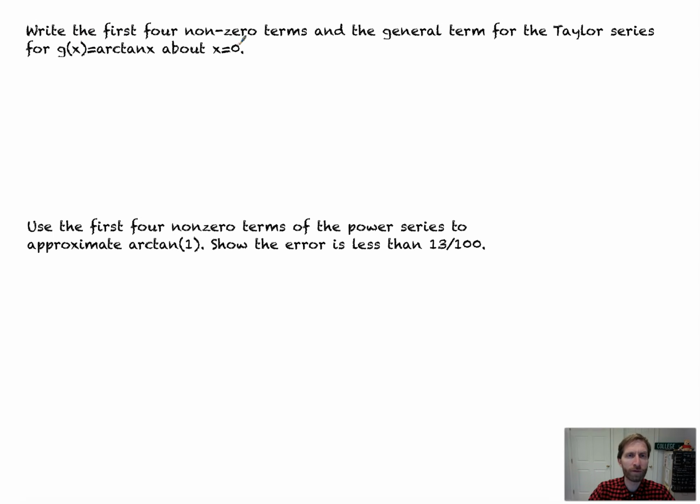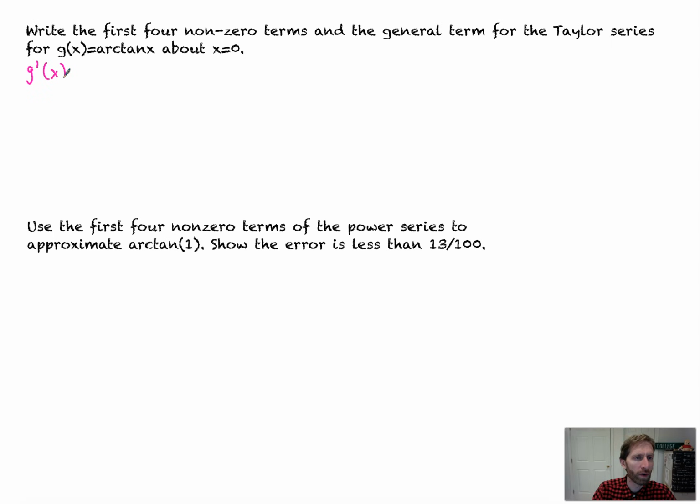First, we're going to write the first four non-zero terms and the general term for the Taylor series for arctan x about x equals 0. Now you might think, yeah, I don't want to take a lot of derivatives of this in the Taylor series process, though you could, and that would work. So I'm going to actually use what we just went over in the previous video, in video 3 of this chapter, or this lesson, if you will.